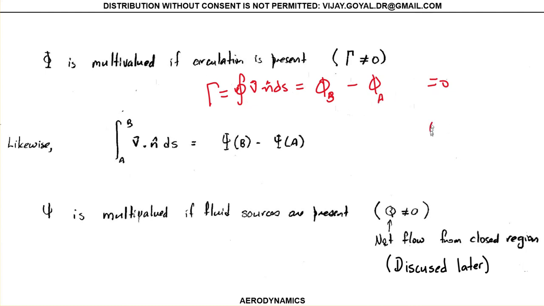Multi-valued means that if I'm here, I'm going to have a different value; if I'm there, I'm going to have a different value. As I move along the path, my potential can have different values. But if the circulation is equal to zero, then it's going to have the same value. It doesn't matter where you're standing. Okay, so that's important. The same consequence holds if you do this using the stream function.